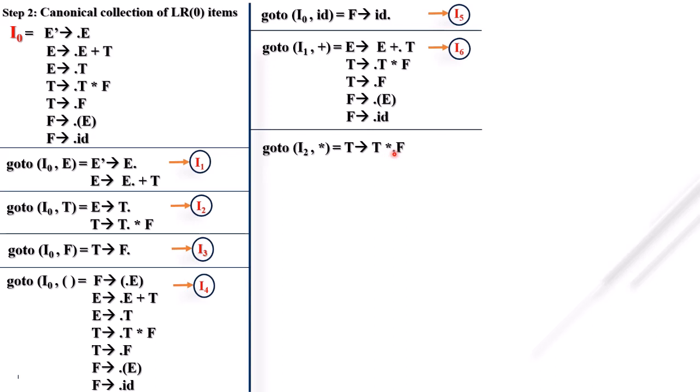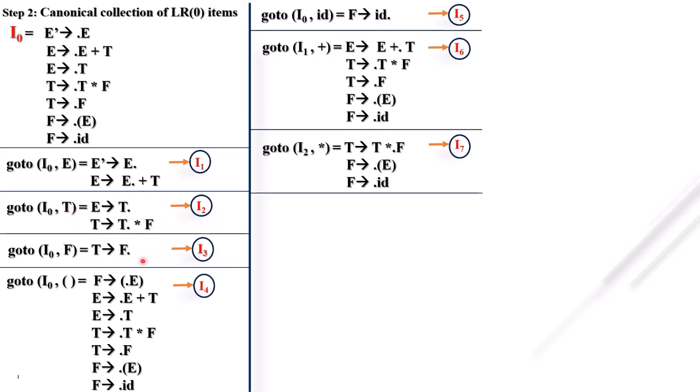So after shifting the dot, there is a non-terminal on the right hand side. If it is a terminal symbol, then it is okay. But here there is a non-terminal on the right hand side. So I have to write the production of F from where? From I0. So there are two productions of F. So I have to write F tends to E and F tends to ID. This is also a completely new production, so I have to give a new name, that is I7. Next, I2 of star. Okay, I2 is also completed.